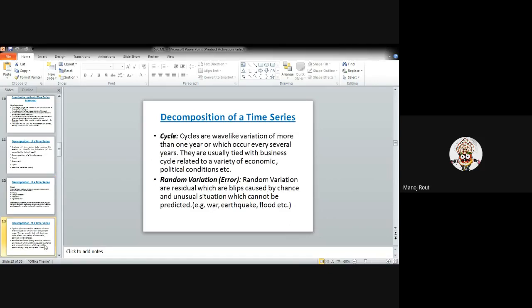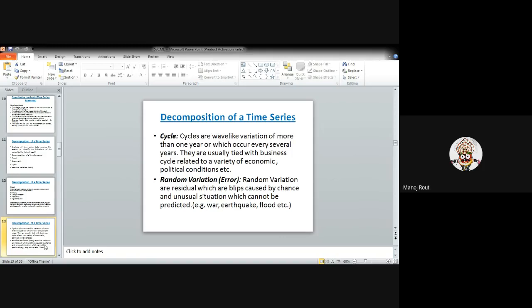The next entity of the decomposition of time series is cycles. Cycles are wave like variations of more than 1 year, which occur every several years. They are usually tied with the business cycle, related to a variety of economic and political conditions. Clear? The next one is random variation, which is also known as error.